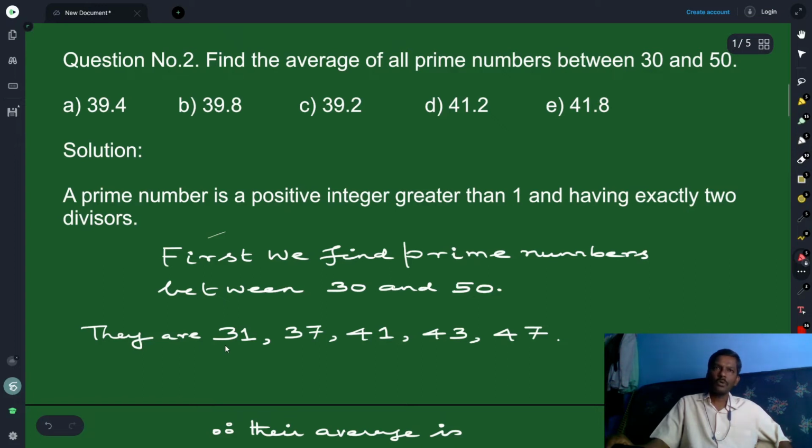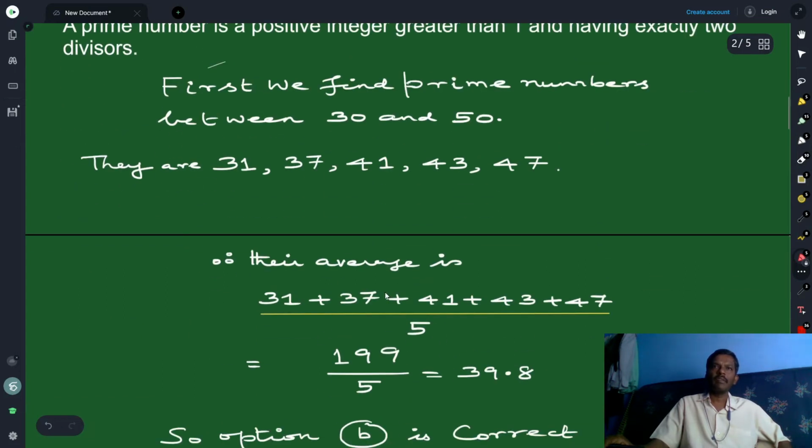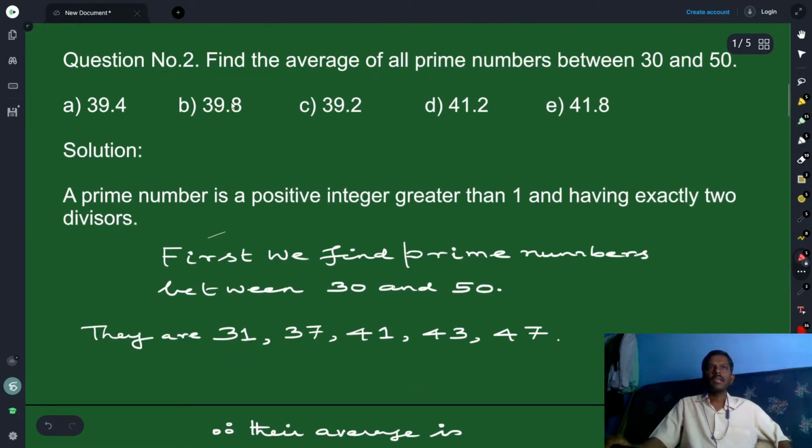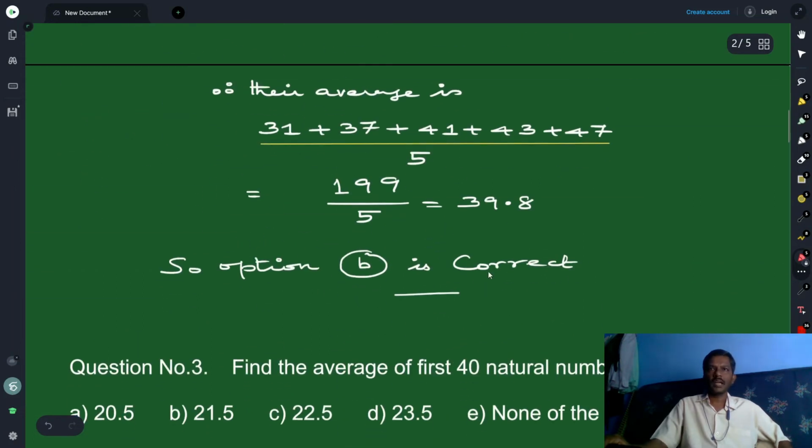Okay. So now finding the average is much easier. What you have to do is simple. You add all the 5 numbers and divide by 5. So their average is 31 plus 37 plus 41 plus 43 plus 47 over 5. When you add up all those numbers, you get 199 over 5, which on division gives you 39.8. And 39.8 corresponds to option B. So B is the correct option.